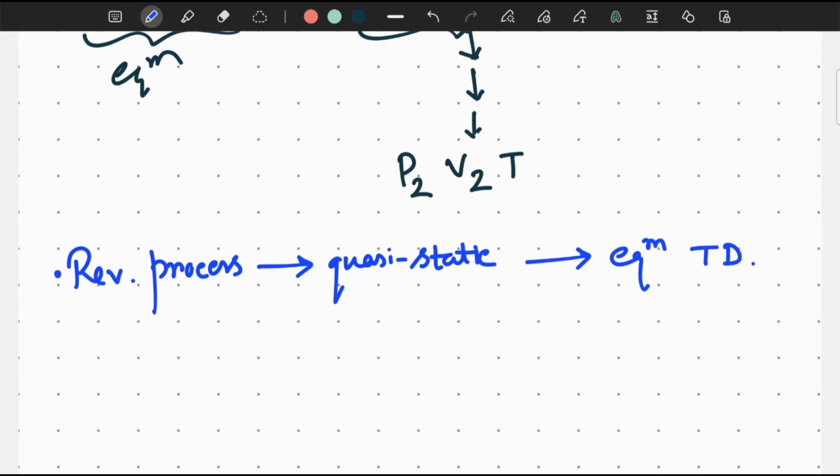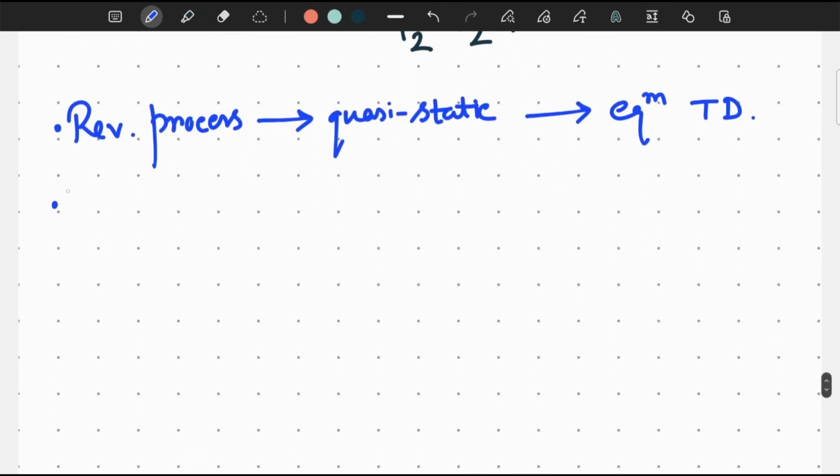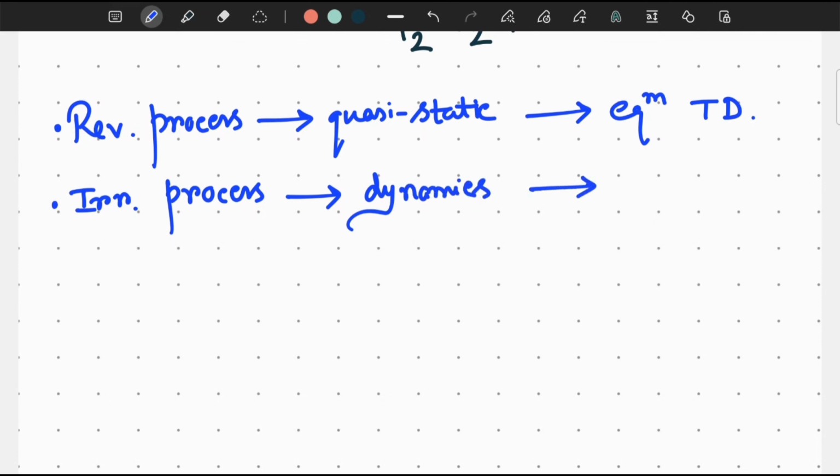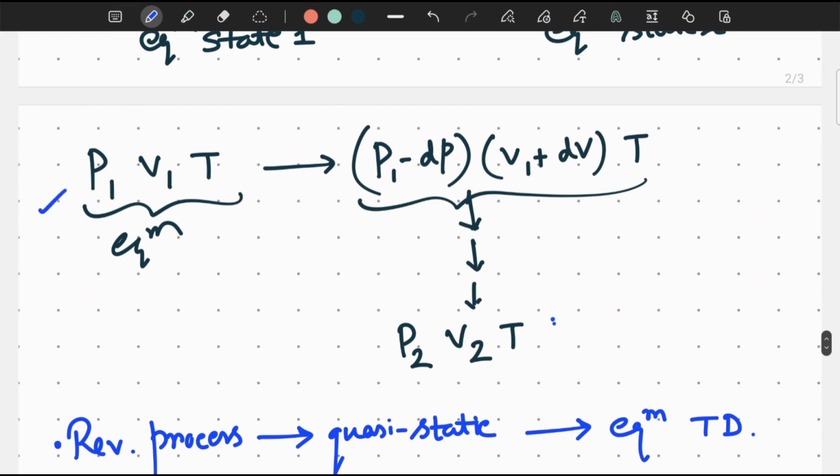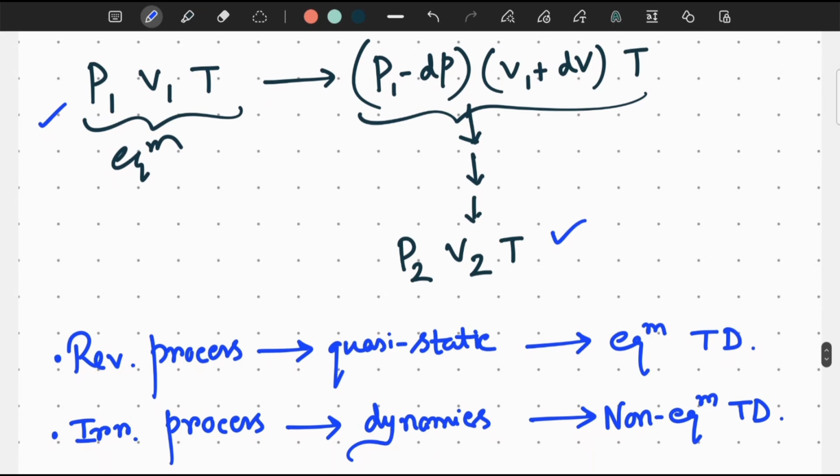In that case you have to keep in mind that the process is reversible, obviously, and that it happens quasi-statically. But if it is an irreversible process, which is actually the practical case, then there will be dynamics, because it will change with respect to time. It will be non-equilibrium thermodynamics, departing from the equilibrium state. Between these two equilibrium states there are infinite steps, all of them equilibrium states. Keep in mind that all are equilibrium states, but in the non-equilibrium case it is not the same.